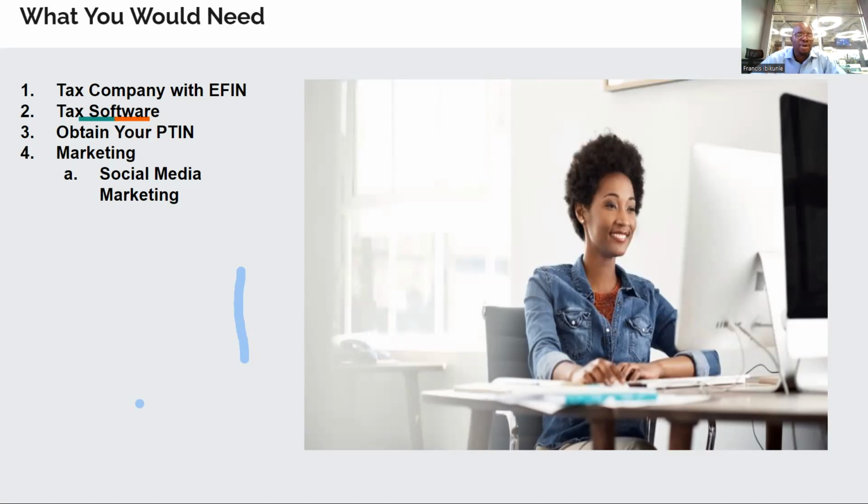Then we accommodate you. Number two, you need a tax software. Everything you communicate depends on how the tax software works. You need the tax preparer to prepare the taxes. Then you need the tax software to manage your business.